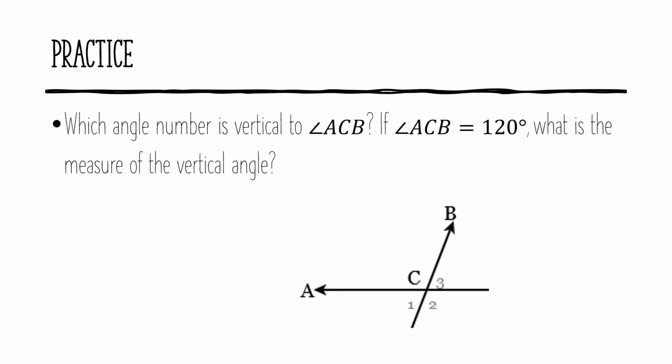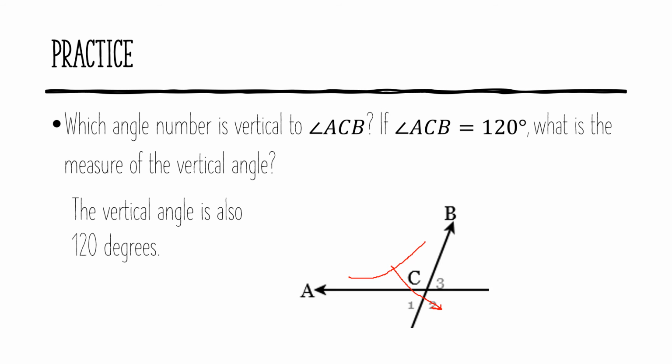Let's try this example. Which angle number is vertical to ACB? And if ACB is 120 degrees, what is the measure of the vertical angle? Well, clearly ACB is on this side, so vertical to that would be 2. And then the measure of 2 is going to be the same, so it's also 120 degrees.